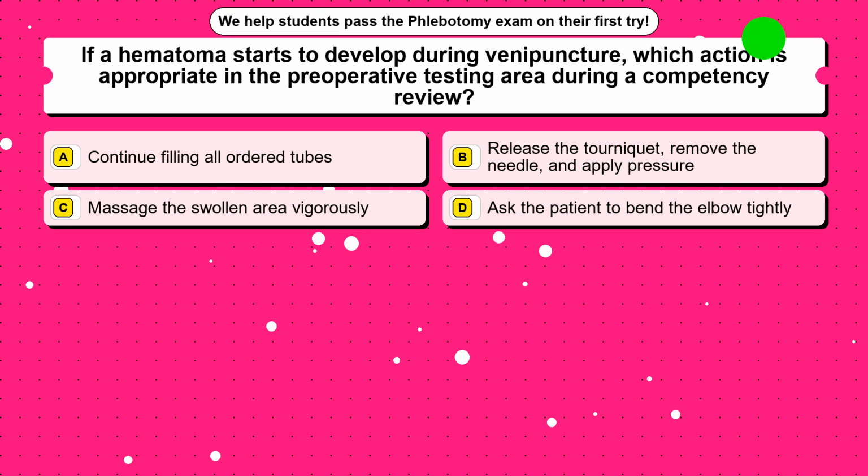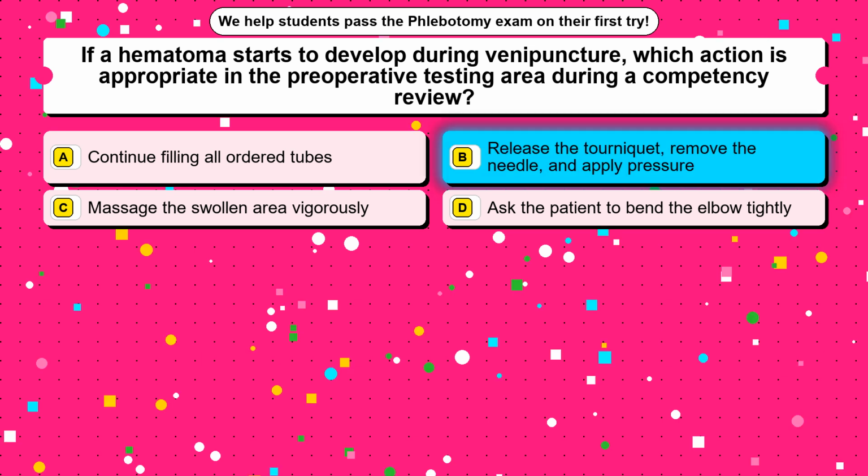Question 4. If a hematoma starts to develop during venipuncture, which action is appropriate in the preoperative testing area during a competency review? Option A. Continue filling all ordered tubes. Option B. Release the tourniquet, remove the needle, and apply pressure. Option C. Massage the swollen area vigorously. Option D. Ask the patient to bend the elbow tightly.